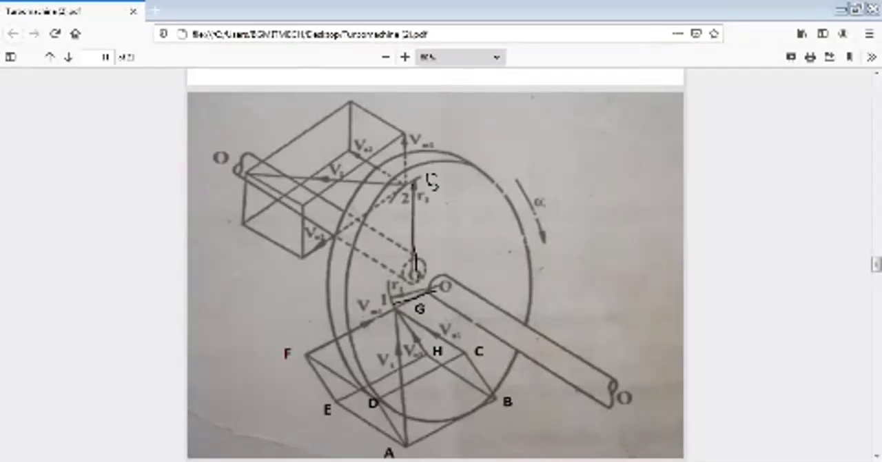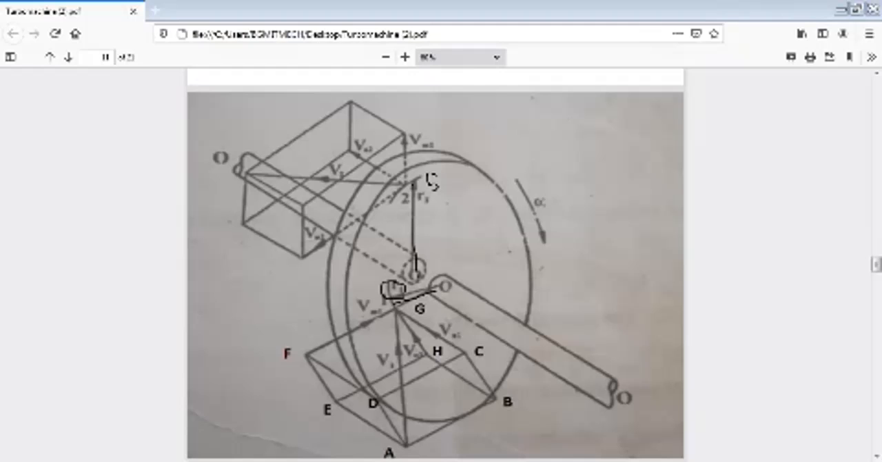At point G, the fluid is entering. Fluid means it may be either air or water, anything. The fluid is entering at point G, which is called the inlet. Point G is the inlet and point S is the outlet. The fluid is entering at the inlet, at radius R1.